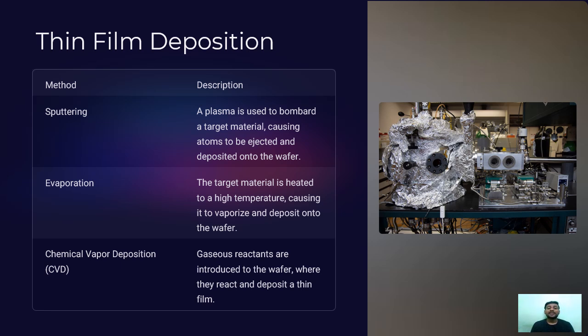Evaporation: the target material is heated to a high temperature, causing it to vaporize and deposit onto the wafer. That is known as evaporation. CVD means chemical vapor deposition: gaseous reactants are introduced to the wafer where they react and deposit a thin film. This is known as CVD.